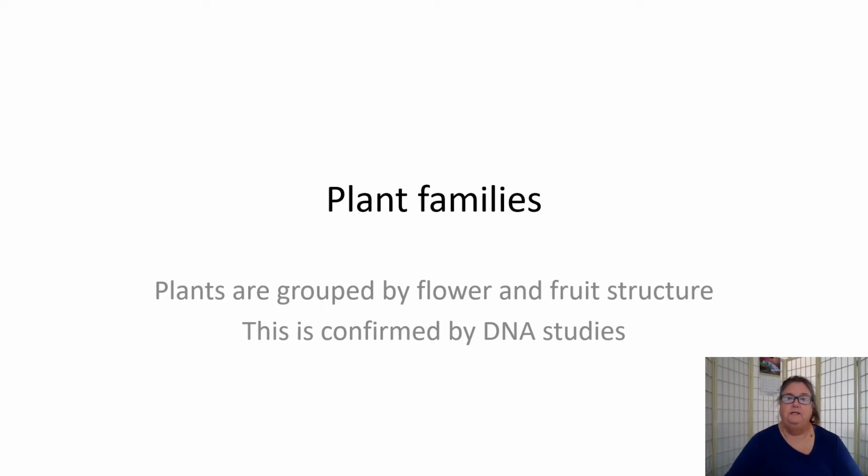So plant families are grouped by their flower and fruit characteristics, by their reproductive traits. And scientists have been grouping plants by these characters for a couple hundred years. And with the advances in DNA in the last about 30 to 40 years, that has confirmed most of the original classifications of plants. There's been some adjustments, but mostly it's remained fairly similar.